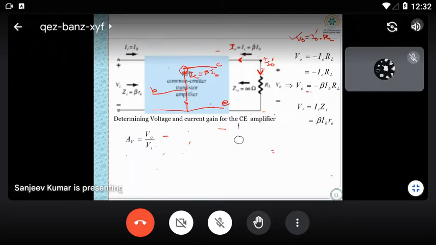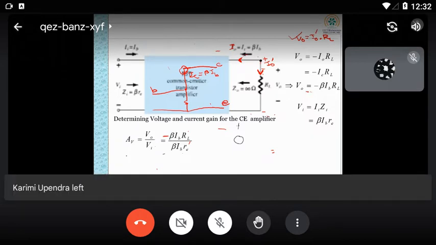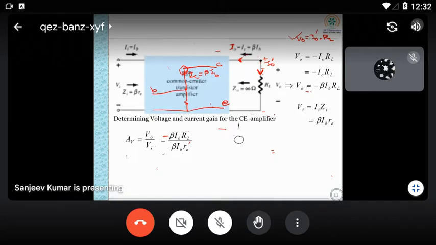So voltage gain will be V0 by VI. Now we can write this equation as minus beta IB RL divided by beta IB RE. So beta IB will be cancelled, and your voltage gain is equal to minus RL by RE. So can you tell me what is the significance of the minus sign here?